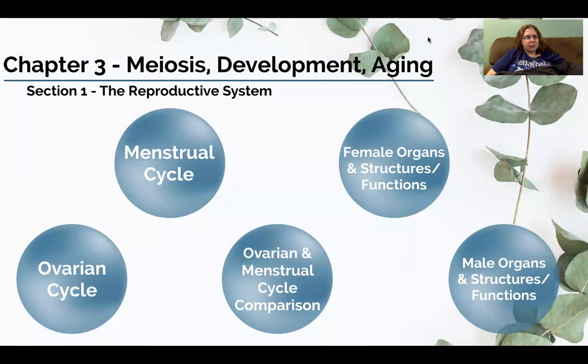Hey guys, we're moving on to chapter 3, which is on meiosis, development, and aging, and we're beginning with section 1, which is on the reproductive system. We're going to talk about genetics and how that is the study of genes being passed on, or traits being passed on. We kind of need to talk about the passing on process. So we are going to talk about the reproductive system. I know kids don't like this, but it is still important. So here we go.